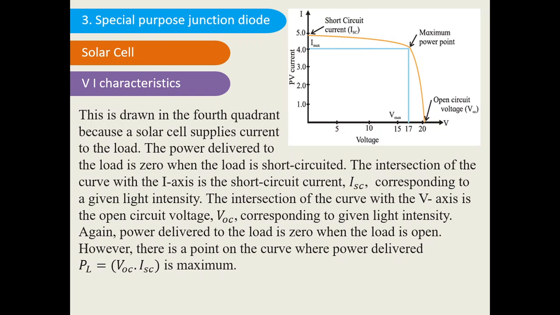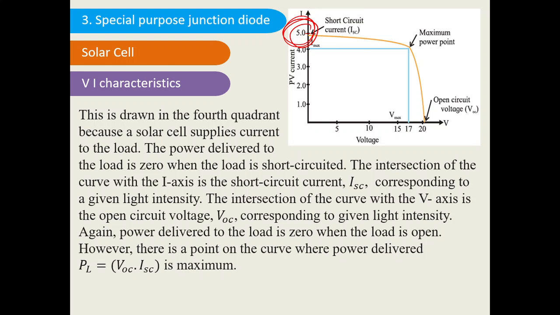The intersection of the curve with the I-axis is the short circuit current. Whenever you see the intersection with respect to the y-axis, that is ISC, the short circuit current. Here the curve intersects the y-axis, so this is called the ISC, corresponding to the given light intensity. All this discussion is with respect to a given light intensity. If the light intensity is changed, the specification will change and the graph will change.